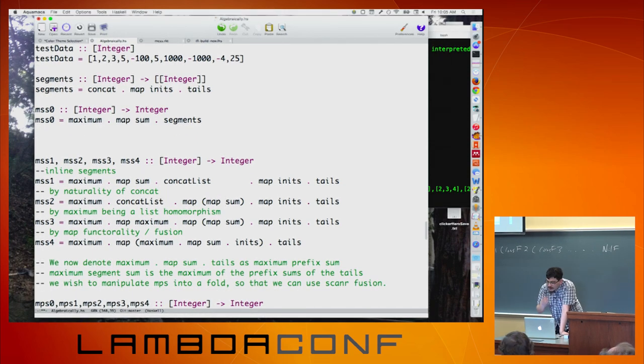So we're going to go through the same exercise as with the banana split theorem, except using a bunch of different rules.